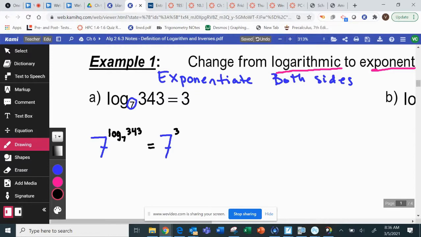Okay. So you guys, what I just did is called exponentiate. Now, this is the opposite order that I had it above. When I have a base of 7 to the log base 7, they are still inverses and they cancel. What I get on the left side is 343. On the right side, I'm just going to write 7 to the third because my directions are not to simplify anything. They're just asking us to change forms. Right now, this is in exponential form.